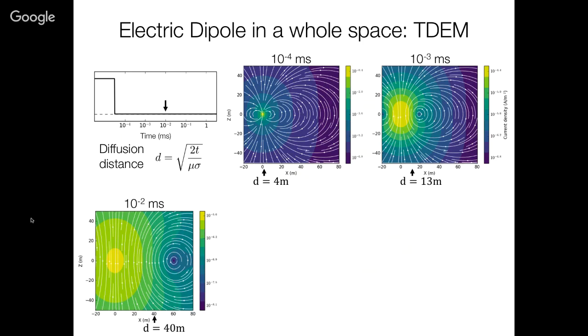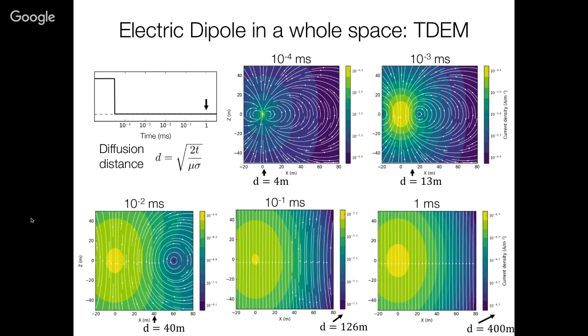At a later time, diffusion distance is out at 40 meters, and things continue to diffuse. So again, this is a really good way to think about what's happening in the Earth. If you can initiate a little bit of current in there, as you can with the dipole, and then you turn it off, what's going to happen to the currents? Well, they're just going to diffuse outward, so the amplitude continues to decrease, and everything eventually disappears.